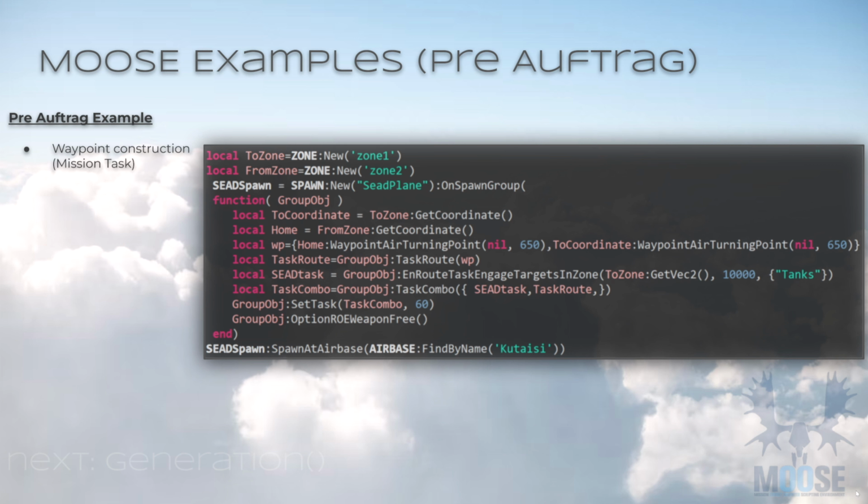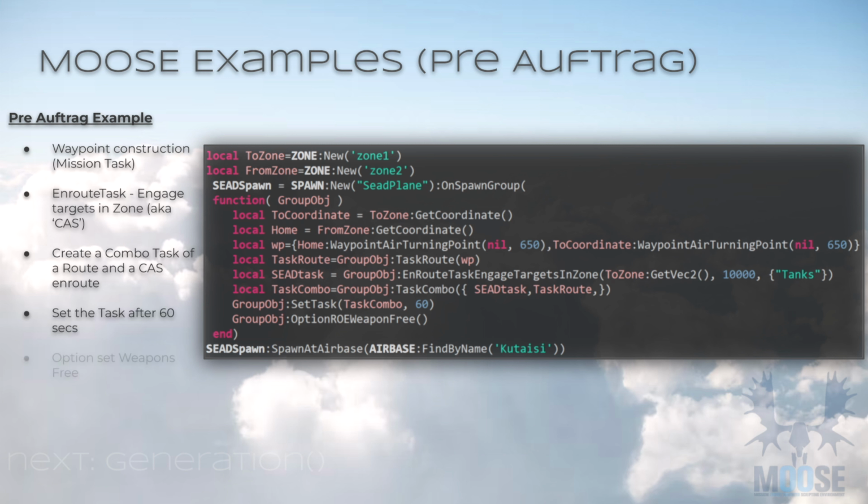So, just to recap, we create the waypoint. We set an en route task, engage targets in zone. We create a combo task of a route and a CAS en route. And we set the task after 60 seconds. We provide the option set weapons free, and then we spawn the object. So we've done this dynamically, we've done this as a spawn, and this was the way that we used to do it before OffTrack.